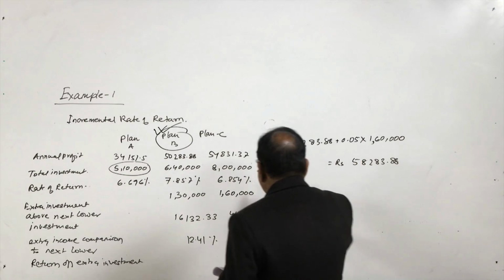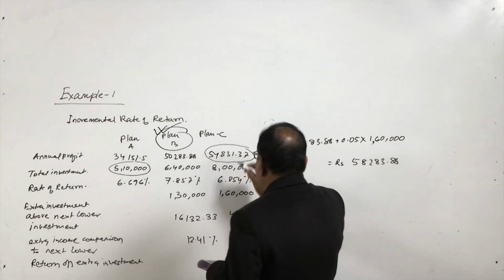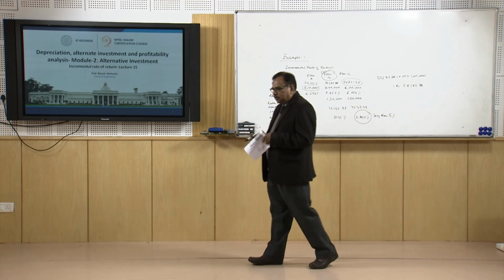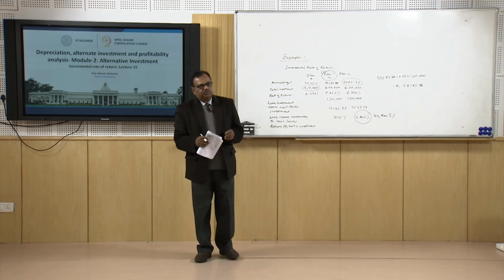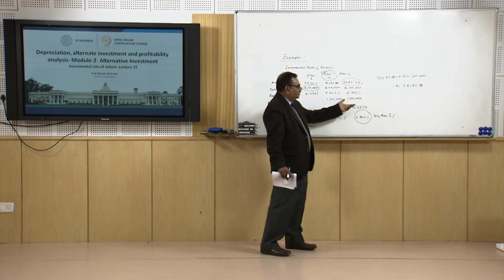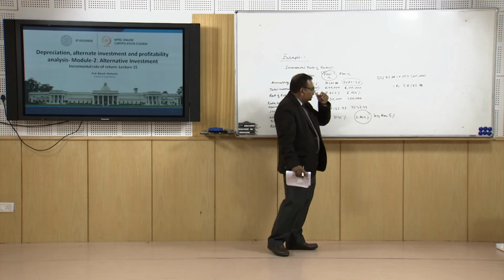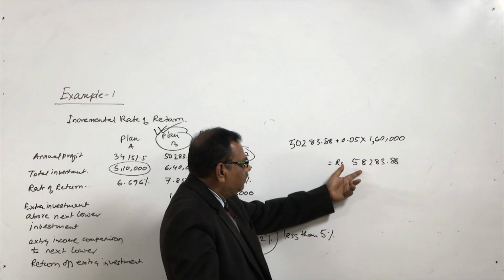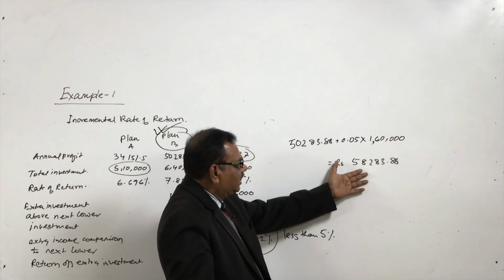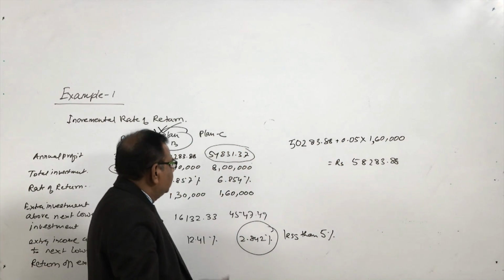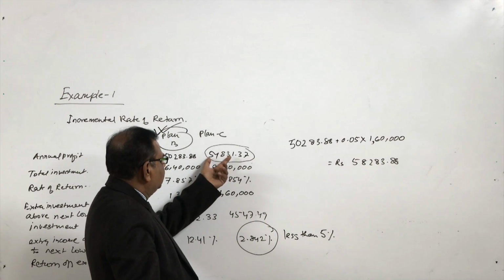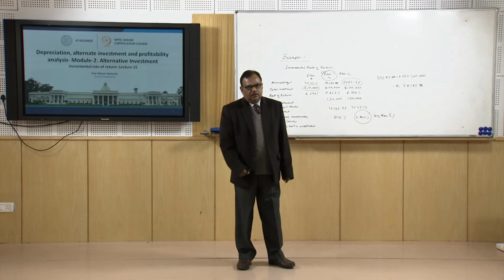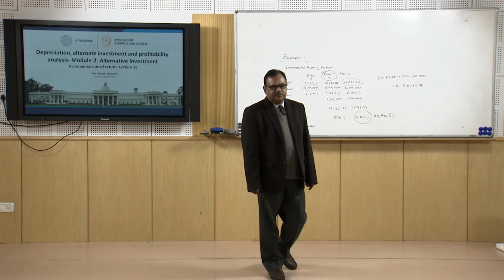Which is more than this. So, it will be logical to put this 1,60,000 rupees into some bank and at least earn 5%, and if I do so, my profit will be maximized. In this case, I get this profit 58,283, but if I put it into plan C, I get only 54,831.37.